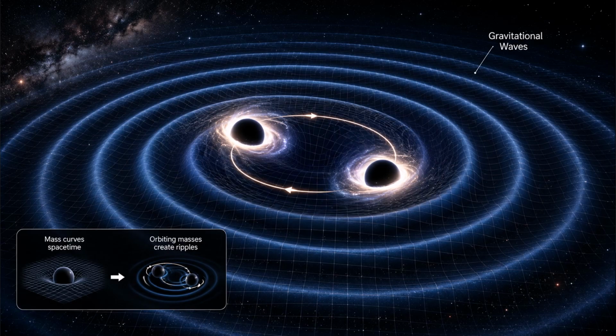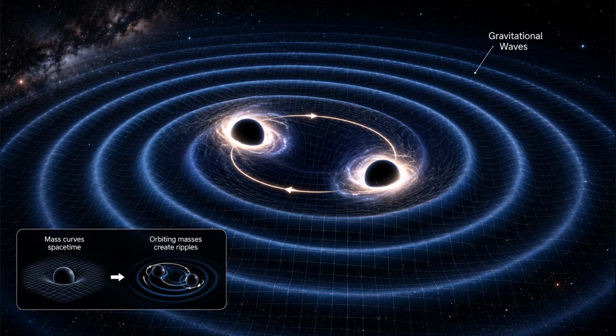Gravitational waves are created when massive objects accelerate in powerful ways. A single object sitting still does not create strong gravitational waves. Even ordinary motion usually produces waves far too weak to detect. The strongest gravitational waves come from extreme cosmic events.